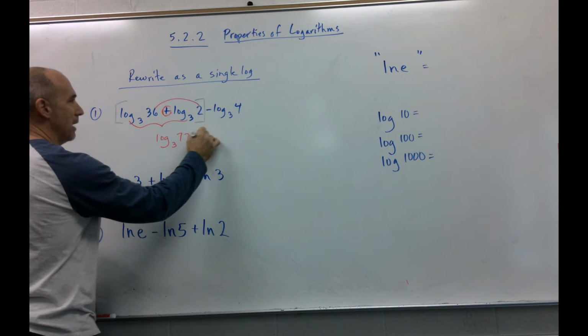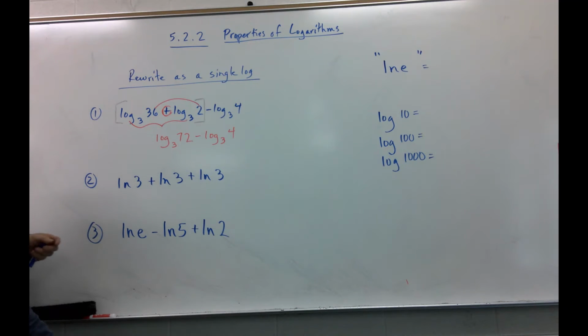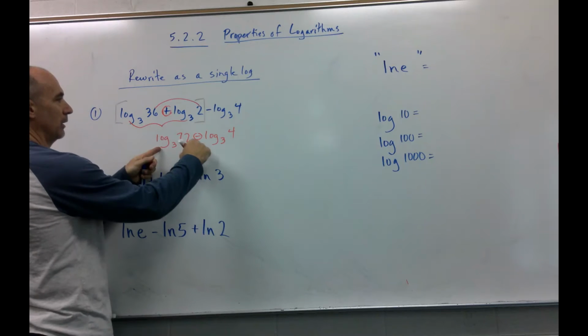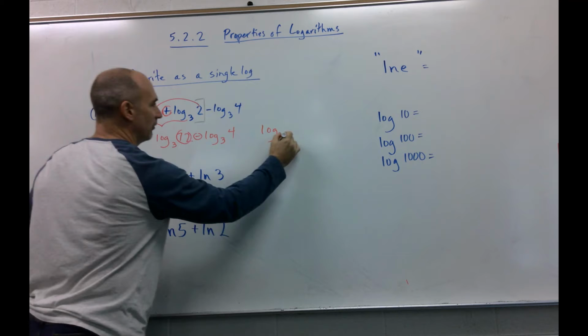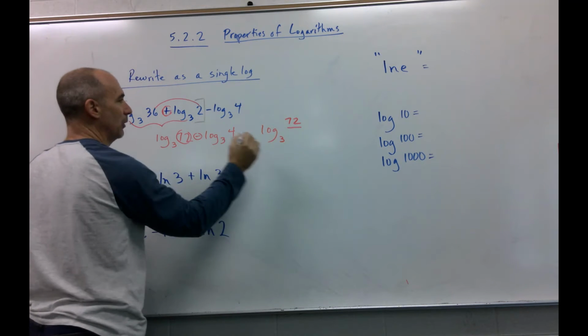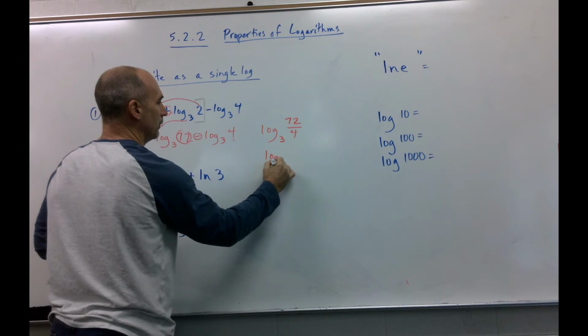Then I've got minus log 3, 4. Well, now these two shall become 1 using this rule. I can write it as a single log. If I take the first, my base is 3, take the first one in the top, second one goes in the bottom, and you just do your best job reducing that.